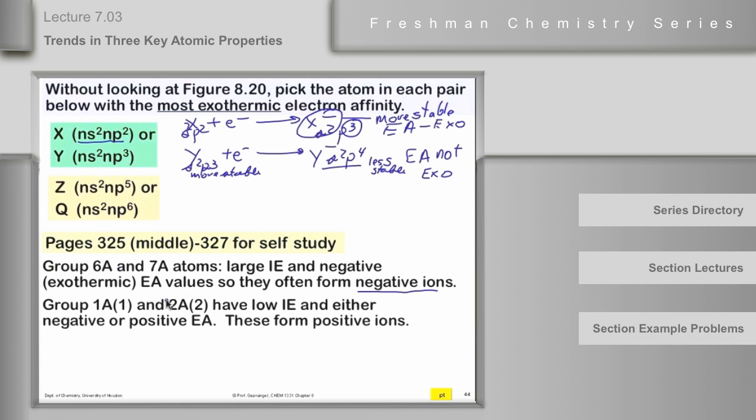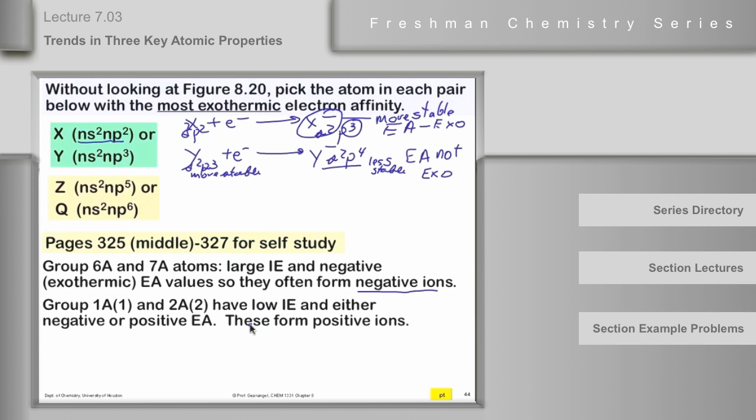Groups 1A and 2A, on the other hand, have low ionization energies because they're on the left side, and either negative or positive electron affinity. And the low ionization energies mean that most likely they're going to form positive ions.